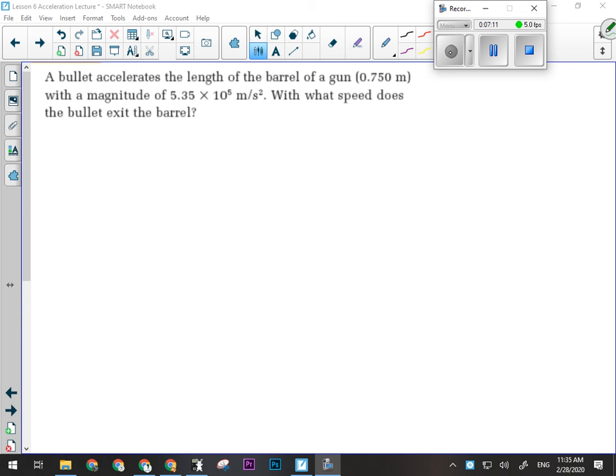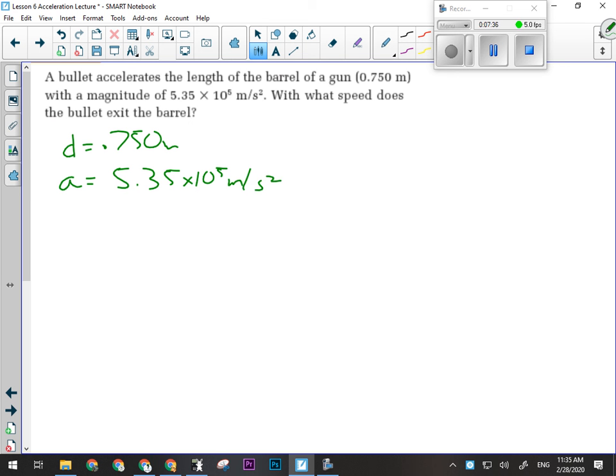So first thing I want to do is write down my givens. We have the distance over which the bullet accelerates. That's the length of the barrel. So 0.750 meters is the distance over which the expanding gases are pushing on the bullet. The acceleration of the bullet is massive: 5.35 times 10 to the 5 meters per second squared. That is a massive acceleration. And what speed is the bullet going before you pull the trigger? 0. We have to assume that in this case. It would be really hard to shoot a bullet that was already moving.